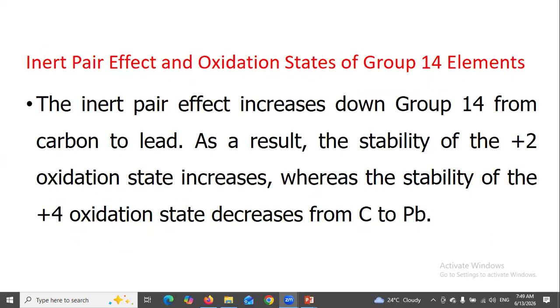Inert pair effect and oxidation state of group 14 elements. The inert pair effect increases down group 14 from carbon to lead. As a result, the stability of the +2 oxidation state increases, whereas the stability of the +4 oxidation state decreases from carbon to lead.